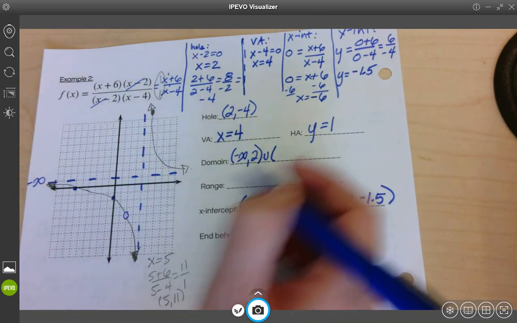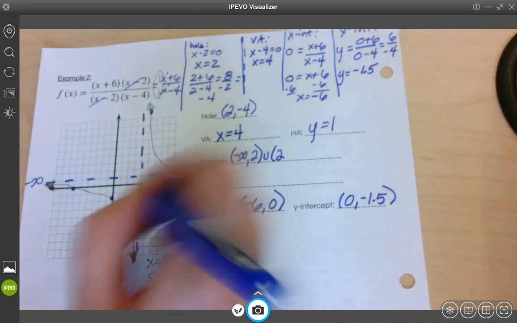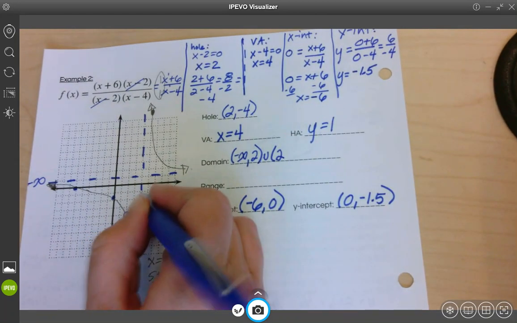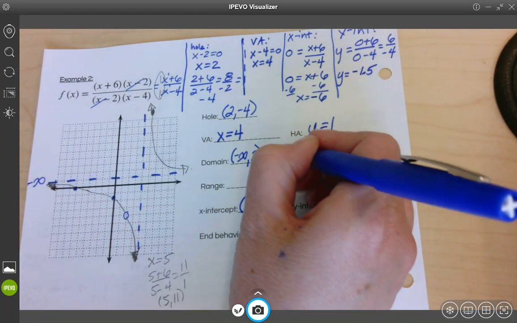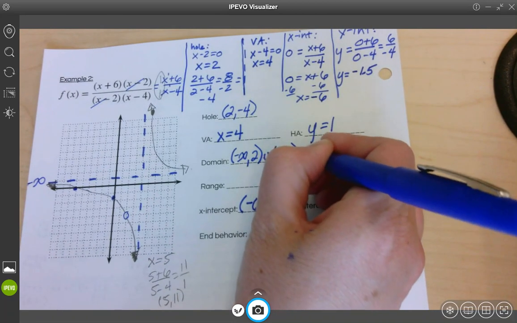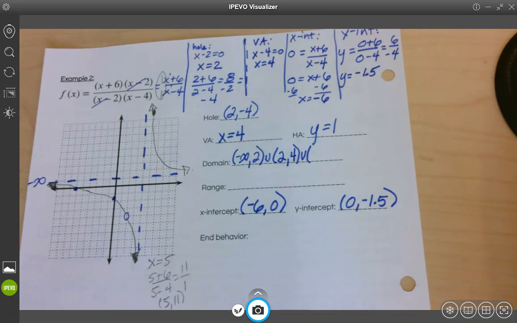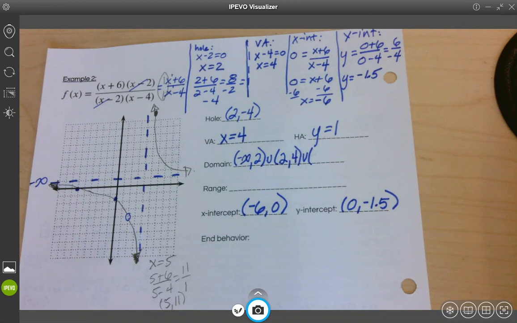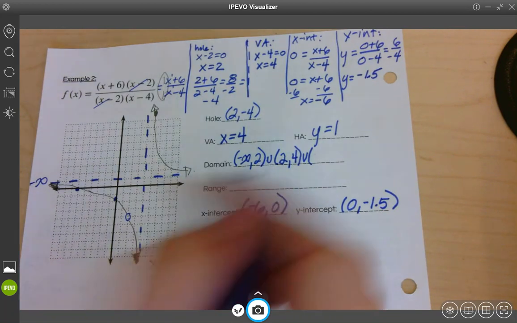Okay, then right after the hole, it keeps going until I get to the asymptote. I have to leave the asymptote out. And then I need to start up again after 4 and go to infinity.